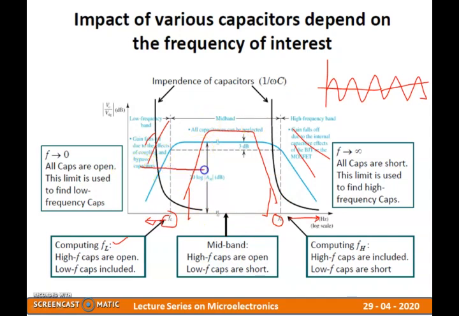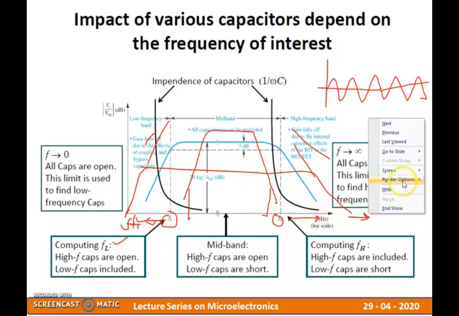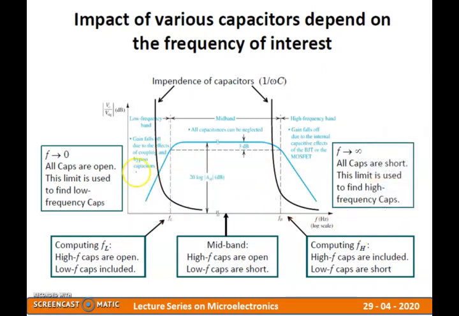If I do it this way, I have increased the bandwidth. I have made FL and FH move this way, but what is happening over here? If I increase this like this, the gain is getting reduced drastically.